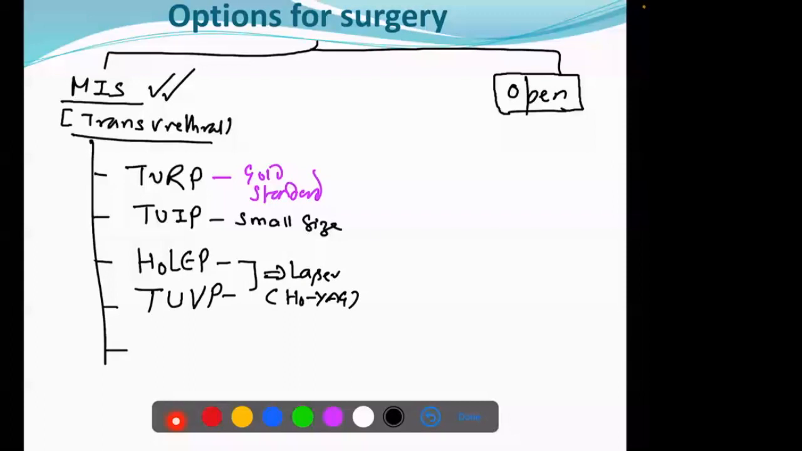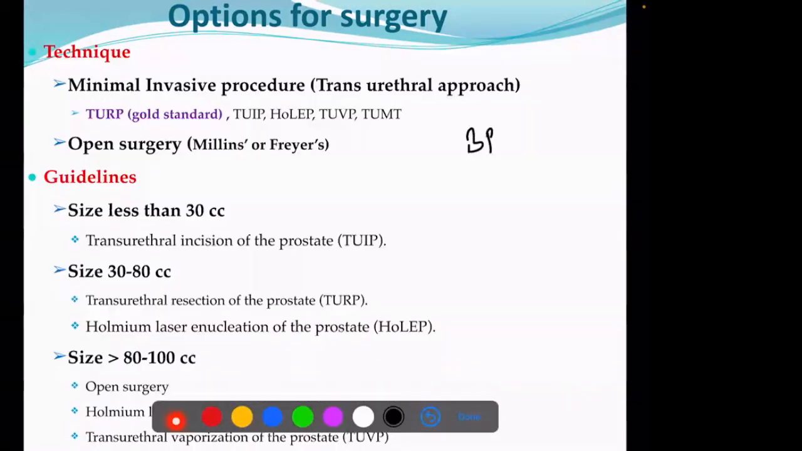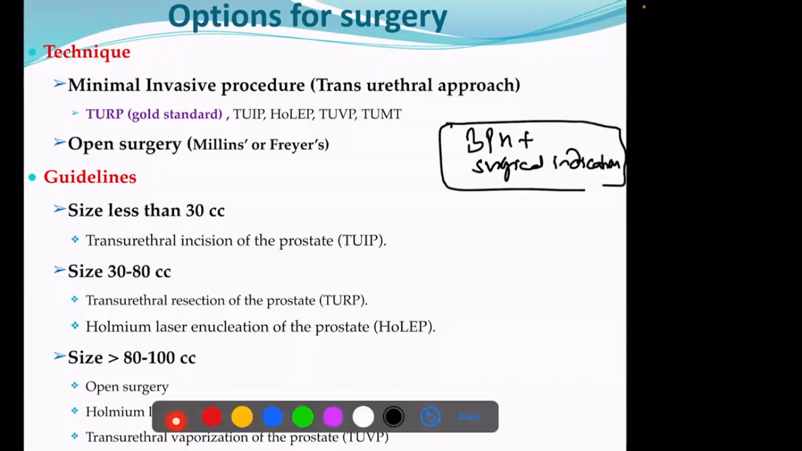And we have options like TUMT, transurethral microwave therapy. This is basically done for patients who are unfit for surgeries. Okay. Open, we have millions of Freyer's technique. We have two techniques: BPH with surgical indication that we have discussed, and then we will see the size.